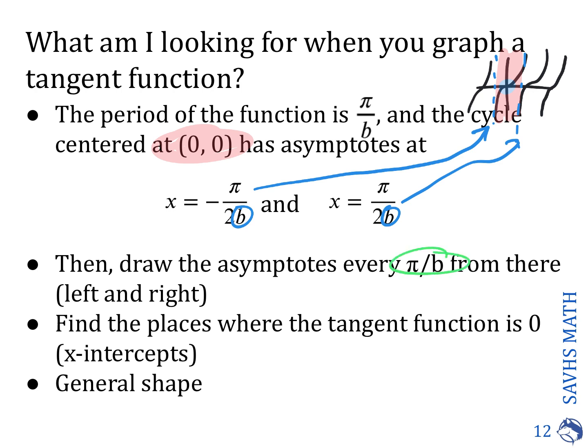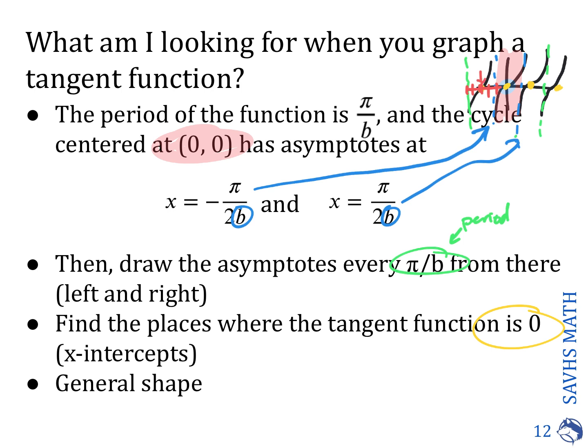Since the period is pi over b, if we take this spot and then we go another pi over b, then we're going to be over here. If we go another pi over b on this side, we would be over here. And so it's just counting by pi over b's every time. The other thing that I like to look at is where the tangent function is at 0. And so that would be here and here and here and here. Really, that should be right in the middle between the asymptotes. So these two distances are the same.